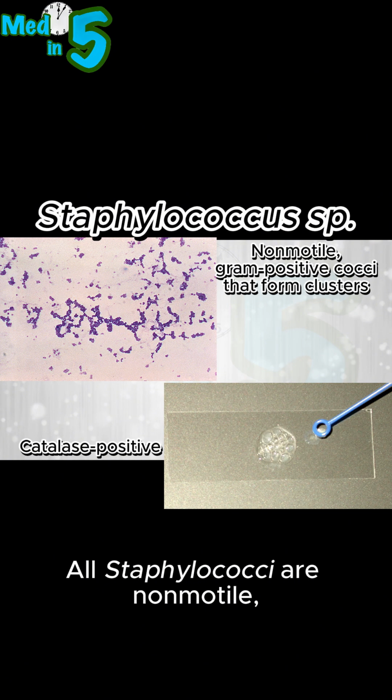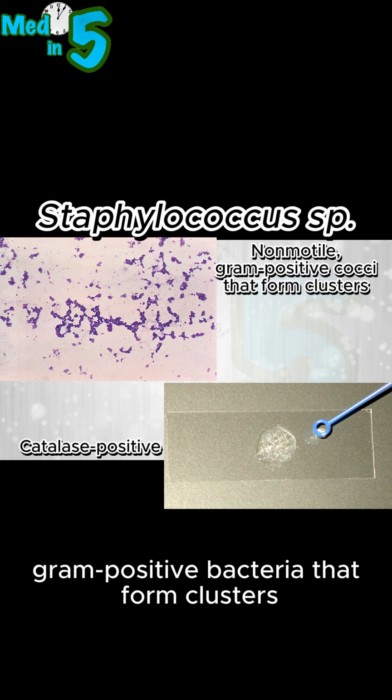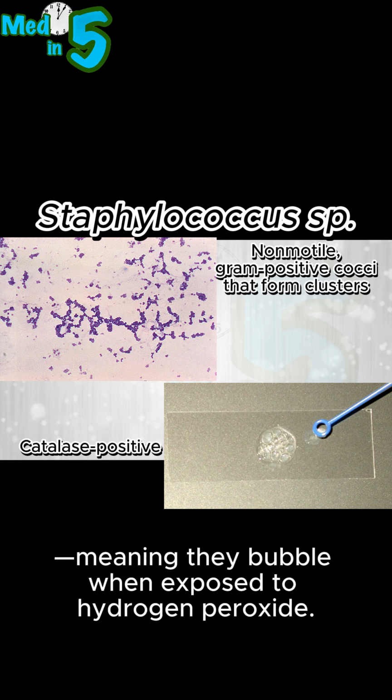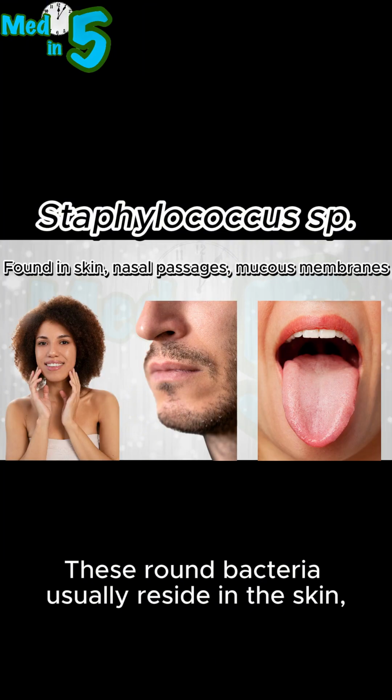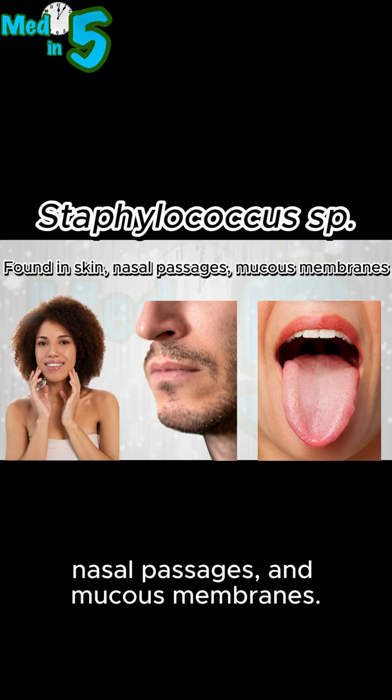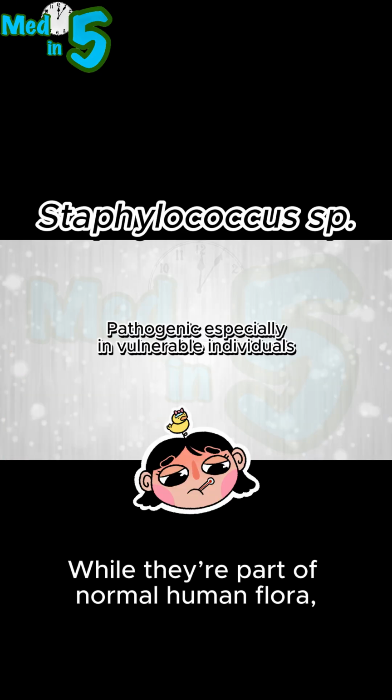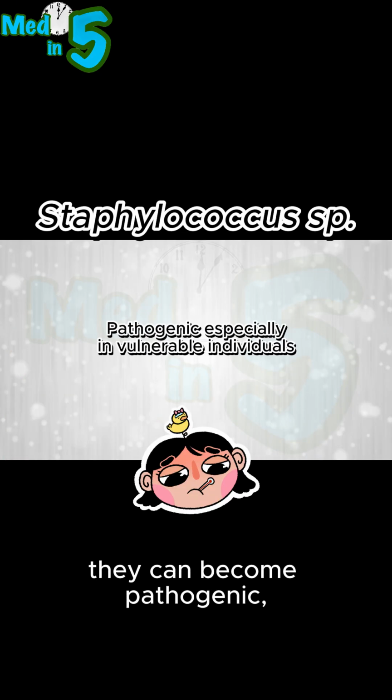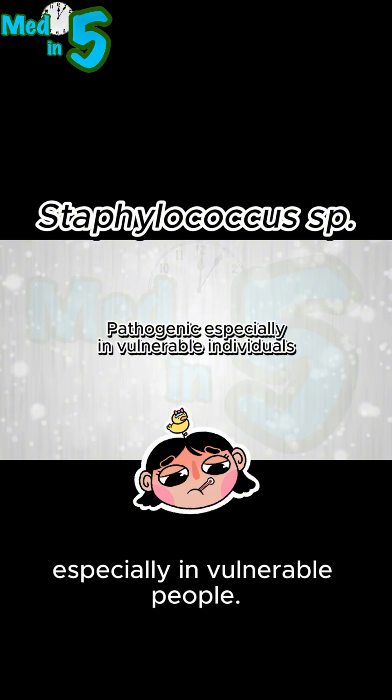All Staphylococci are non-motile, gram-positive bacteria that form clusters and are catalase-positive, meaning they bubble when exposed to hydrogen peroxide. These round bacteria usually reside in the skin, nasal passages, and mucous membranes. While they're part of normal human flora, they can become pathogenic, especially in vulnerable people.